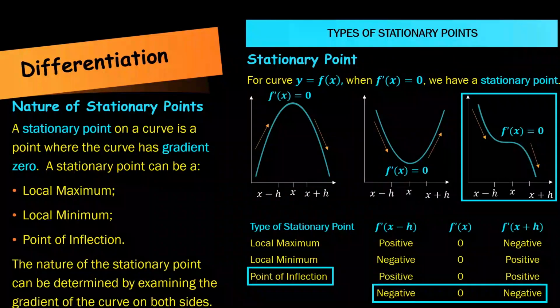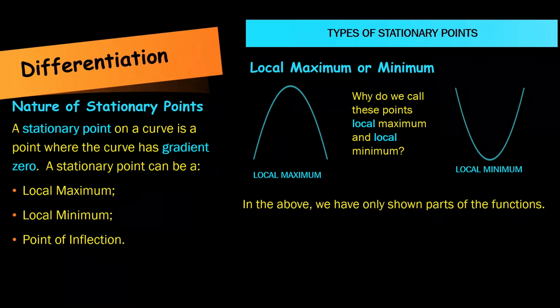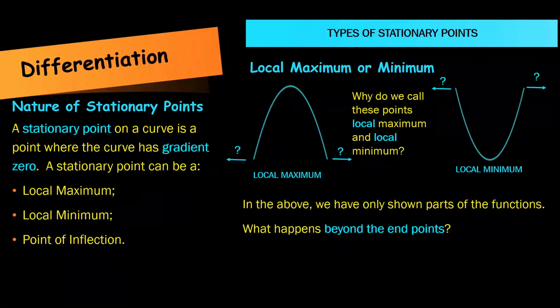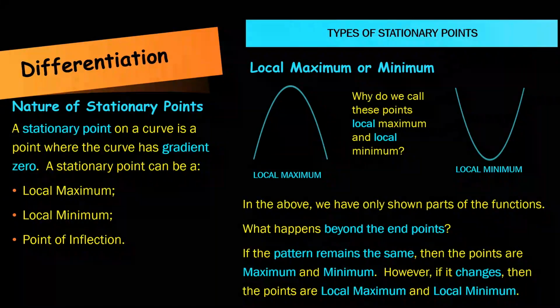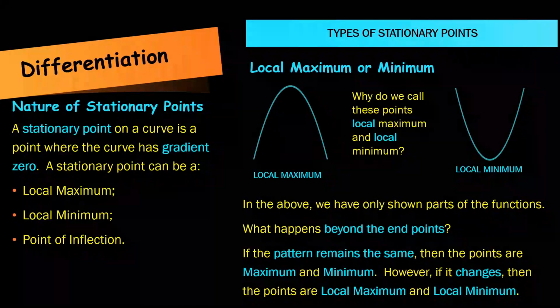Why do we call these points local maximum and local minimum? In the above, we have only shown parts of the functions. What happens beyond the endpoints? So at these points indicated here, if the pattern remains the same, then the points are maximum and minimum. However, if it changes, then the points are local maximum and local minimum.